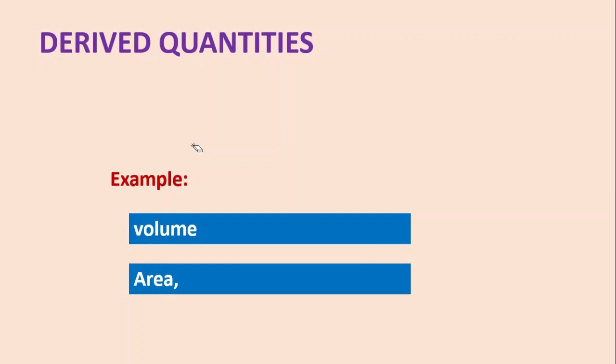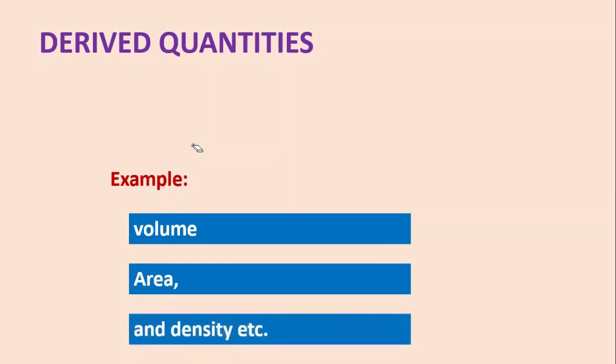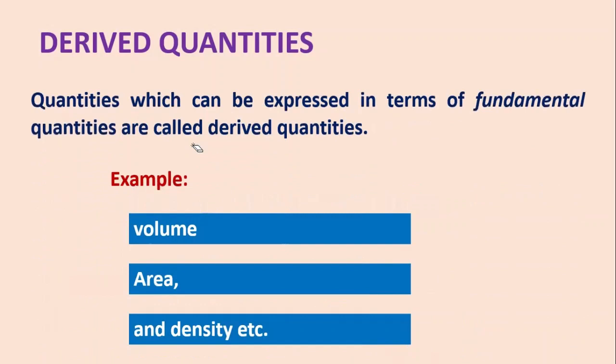So you need 2 times the length to find the area. The third one is the density. It is mass per volume. So these physical quantities, what I have given here, depend on more than one fundamental quantity. So these quantities are called derived quantities: quantities which can be expressed in terms of fundamental quantities. So look at the plural form. Quantities which can be expressed in terms of fundamental quantities are called derived quantities.